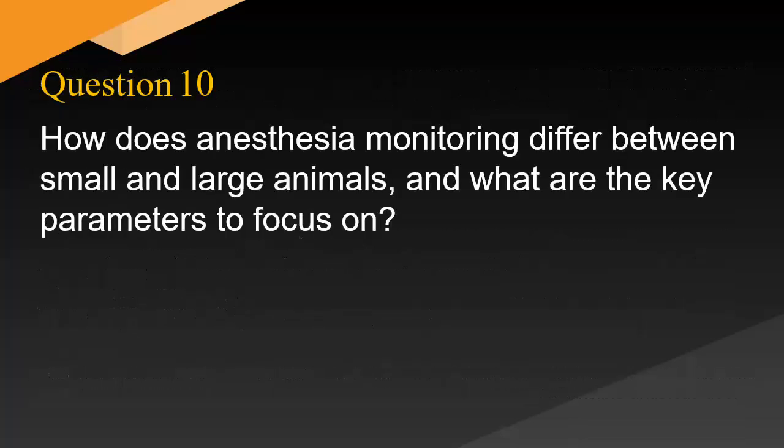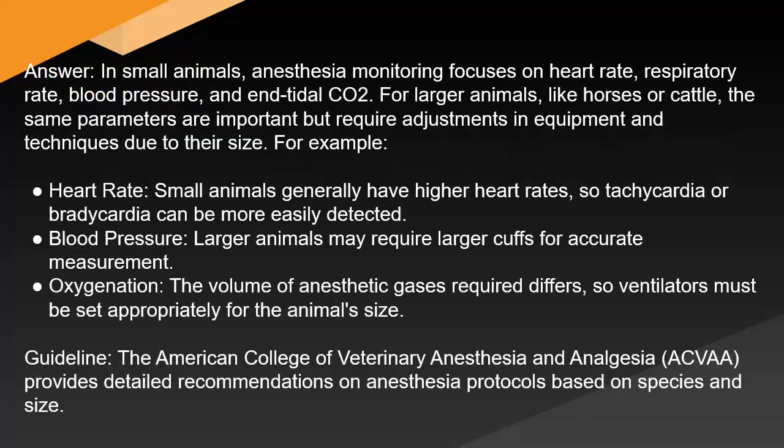How does anesthesia monitoring differ between small and large animals, and what are the key parameters to focus on? Answer: in small animals, anesthesia monitoring focuses on heart rate, respiratory rate, blood pressure, and end tidal CO2. For larger animals like horses or cattle, the same parameters are important but require adjustments in equipment and techniques due to their size. For example, heart rate.